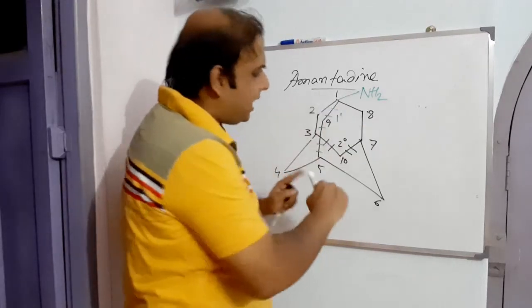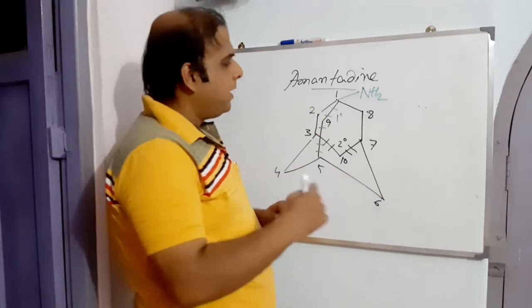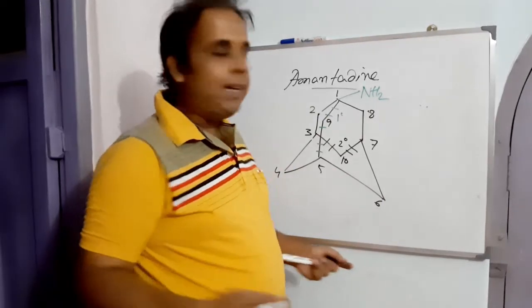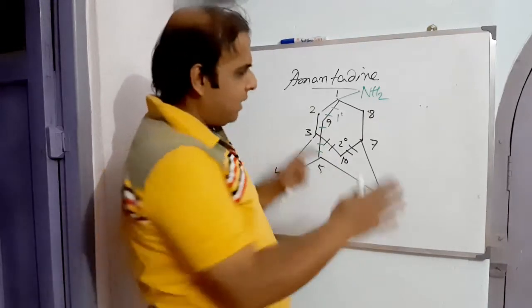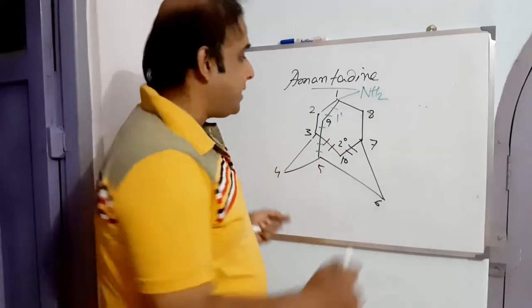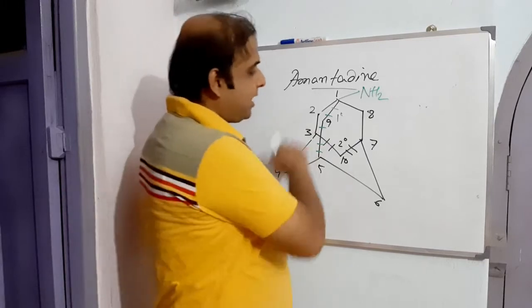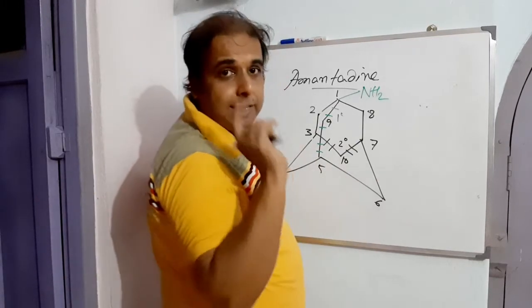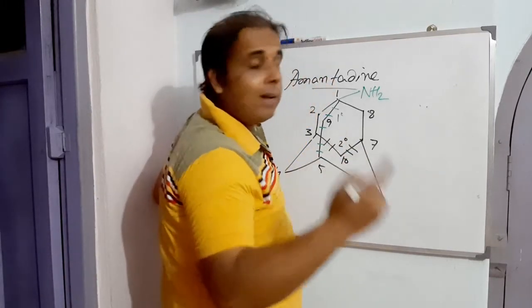Now as it is totally carbocyclic, that means no question of mentioning the position of the hetero atom, right? All are found to be the same. So in that case, we can avoid the incorporation of this hetero atom and its locant number as well. So this is the carbocyclic system comprised of 10 carbons. That means no dodecane, no undecane, simply decane.